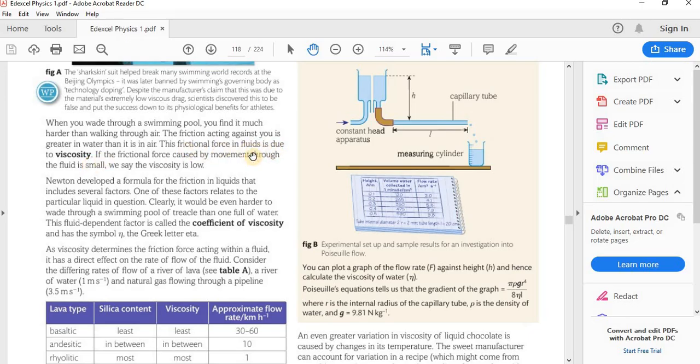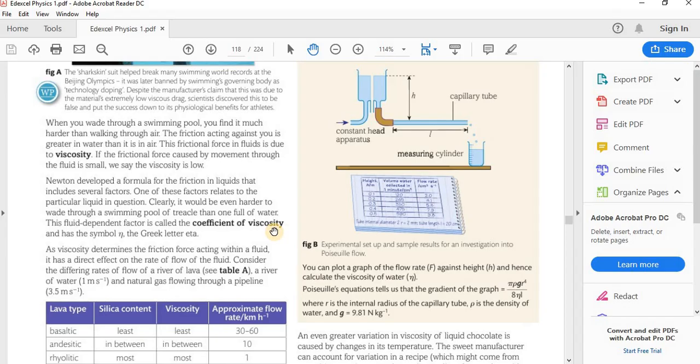Okay, you see this frictional force in fluids is due to viscosity. Now a material or a liquid that flows faster has a lower viscosity. So if something is more viscous, if the viscosity is high, also we can say if the coefficient of viscosity in a certain liquid is higher, then that liquid flows at a slower rate.